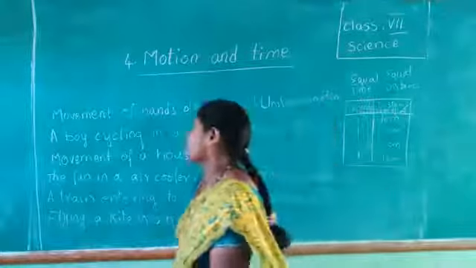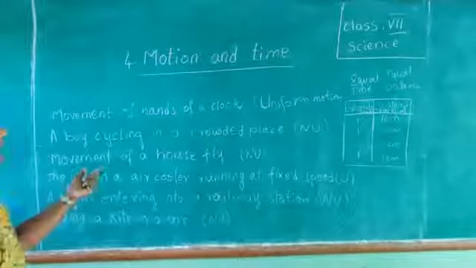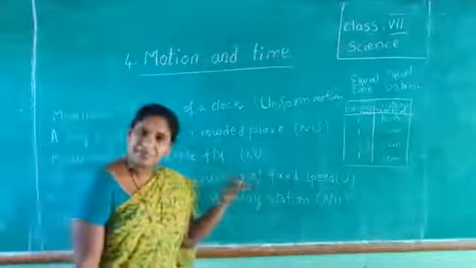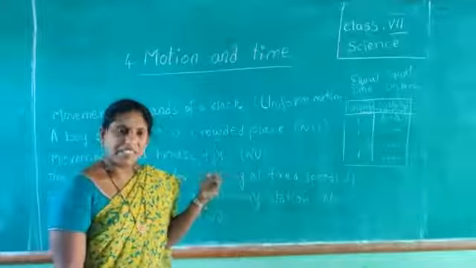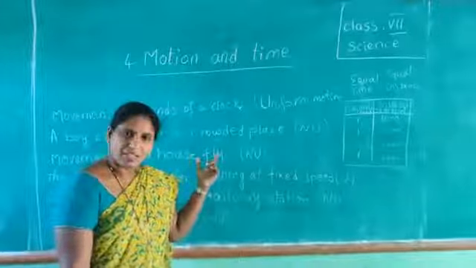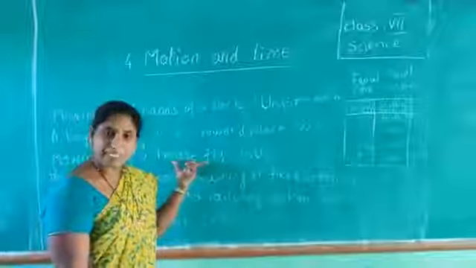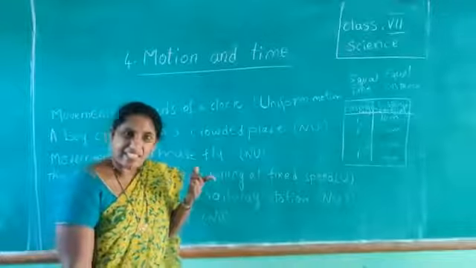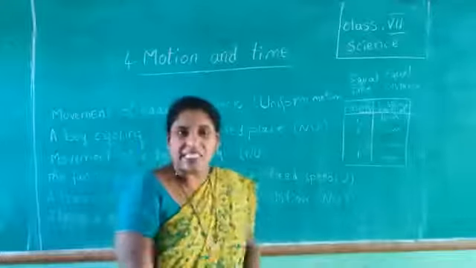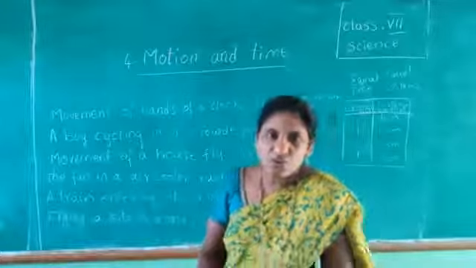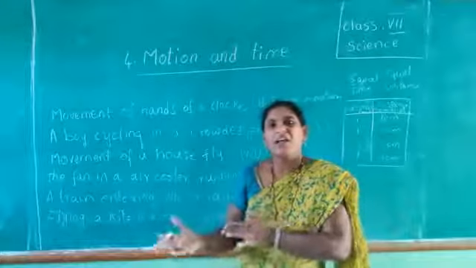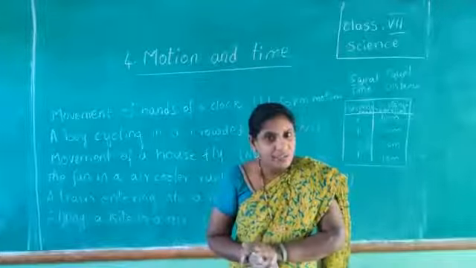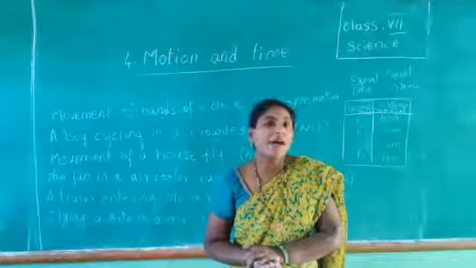Now let us see the next one, children. Movement of a house fly. Have you ever seen a house fly? Especially in the summer, these house flies sit on dirty places. And those house flies, they are moving. How are they moving? They are moving in random motion.